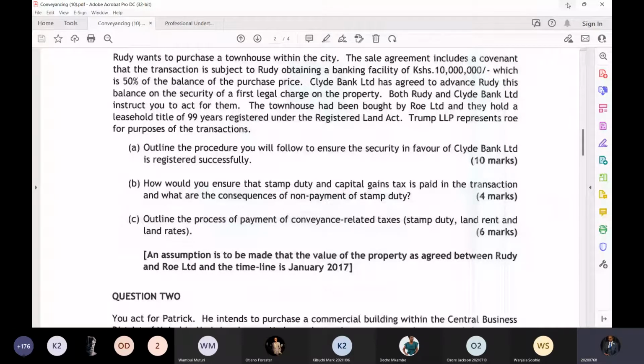Okay. So after valuation, what happens? You log on to KRA, or the iTax portal, or the iTax platform.